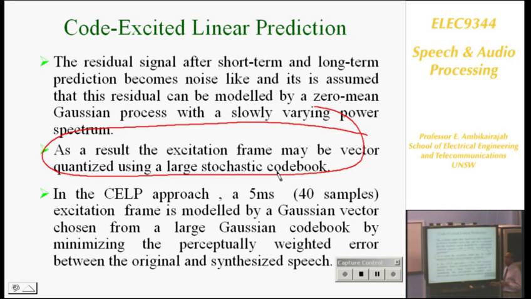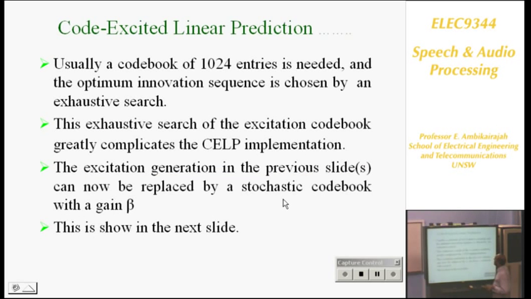So you can look at the code book now, and the next diagram shows you the code book. This is the code book. That means 40 values of noise samples, another 40, another 40, another 40. We don't know which is the best excitation, so we set it up for roughly 1024 rows.